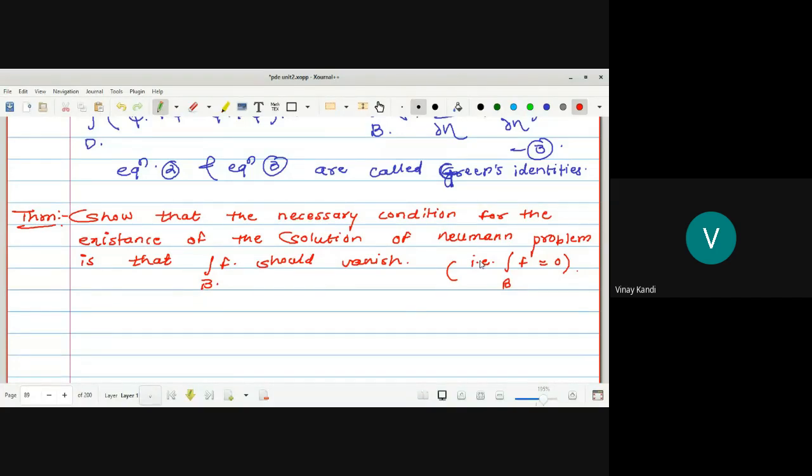ओके, हा तुमचा नेसेसरी कंडिशन आहे. नेसेसरी कंडिशन म्हणजे काय? एखाद्या न्यूमन प्रॉब्लेमला सोल्युशन एक्झिस्ट होतो, तर असं असेल, this implies integration of f is equal to 0 on the boundary. ओके, जर इंटिग्रेशन 0 असेल तर सोल्युशन एक्झिस्ट होतो, ही सफिशियंट कंडिशन झाली. So here we have to prove that if u of x, y be the solution of the Neumann problem, then integration of f of s is 0 on the boundary. Okay, look at the proof.